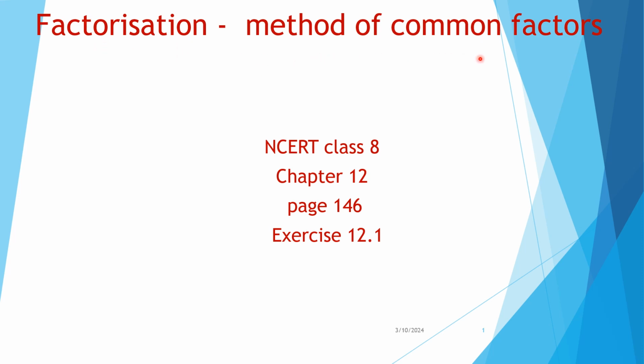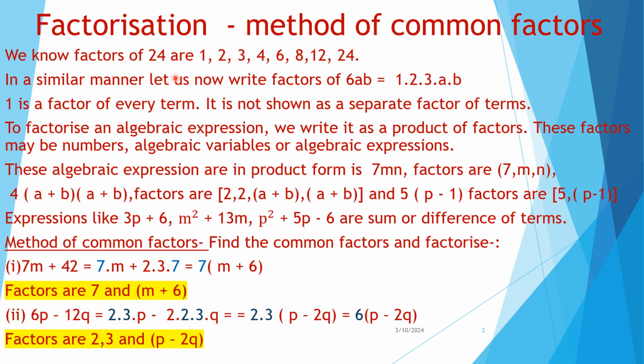Factorization method of common factors, NCERT Class 8, Chapter 12, page 146, exercise 12.1. Now 24 has factors 1 and 24, as their product is 24. 2 and 12, product is 24. 3 and 8, 4 and 6.